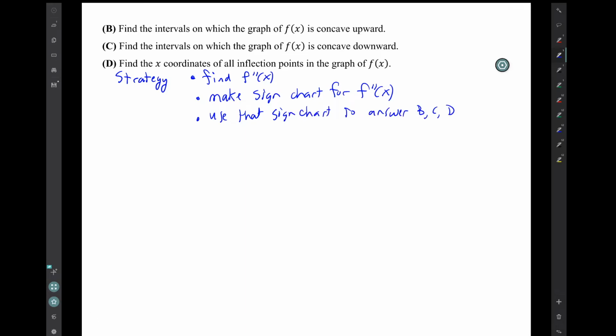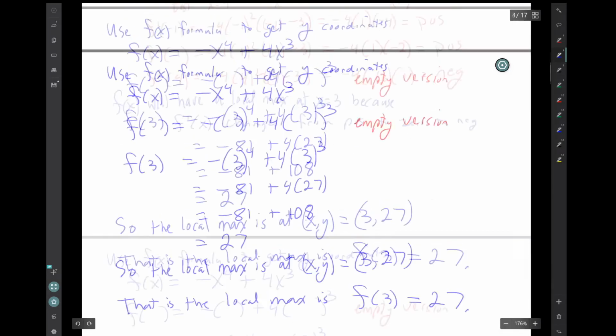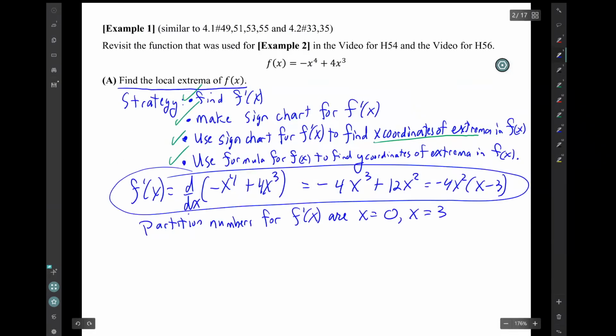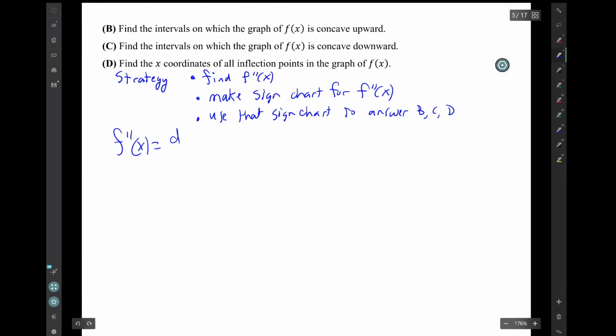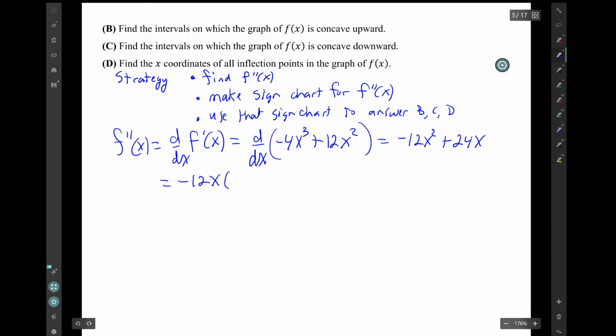So there's our strategy. Let's go back up and remember what our f prime was. F prime of x was that function, minus 4x cubed plus 12x squared. So our f double prime is minus 12x squared plus 24x. We can factor that as minus 12x times x minus 2.